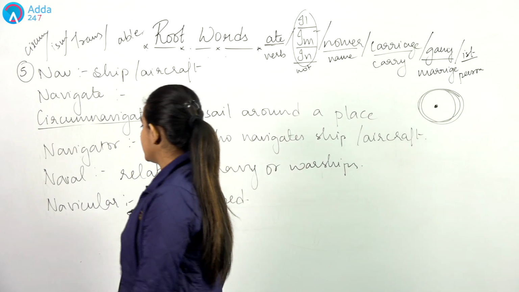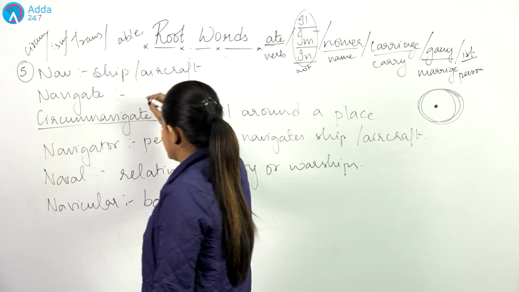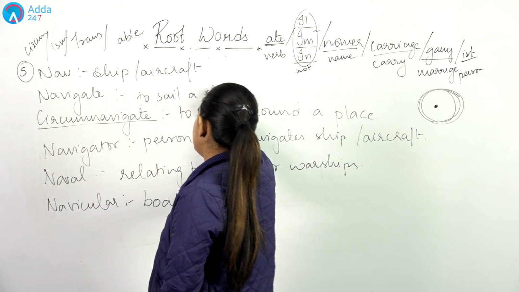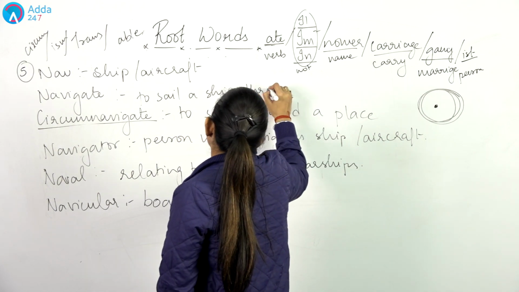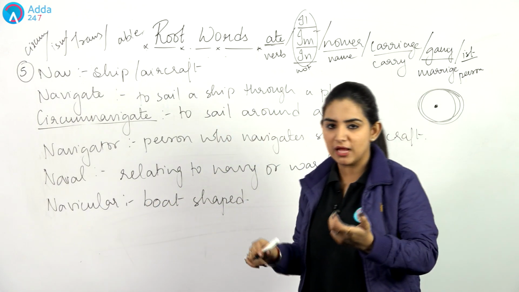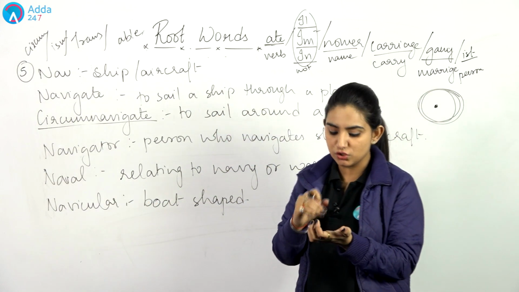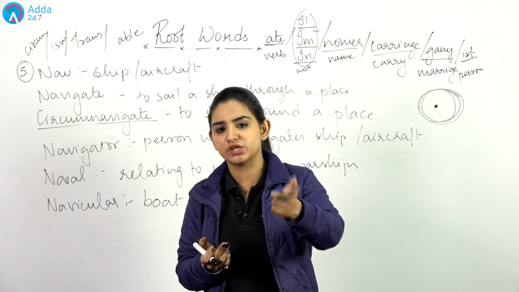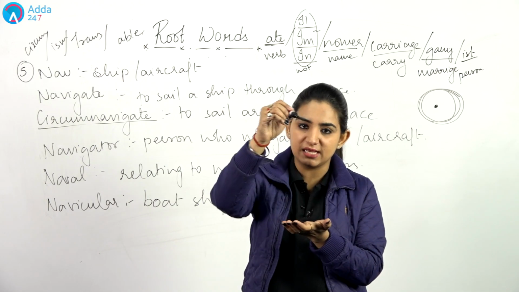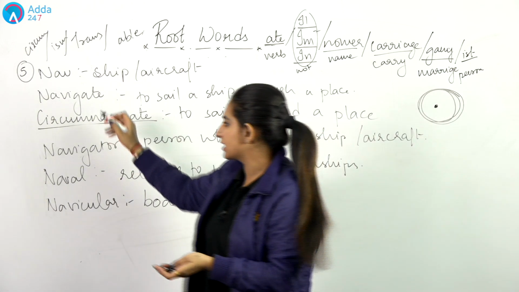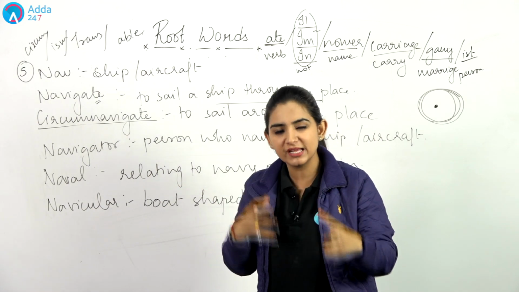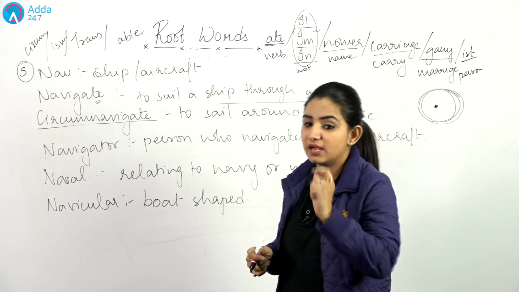Then we say navigate. What does it actually mean? Navigate means to sail a ship through a place. When you switch on your Google Maps, you type your own location, and then you type the other location where you want to go. You just go through that place, right? And what do you do? You actually navigate. You go through a place to reach another place. So that is what we mean by navigate.